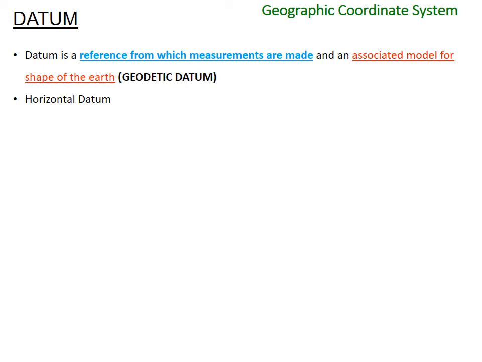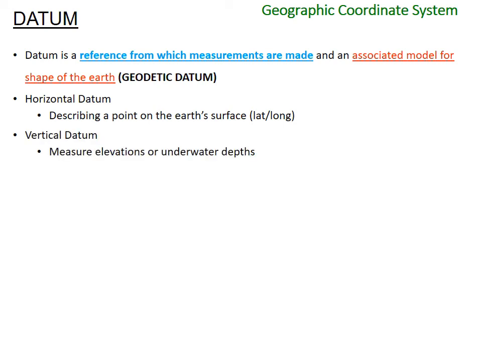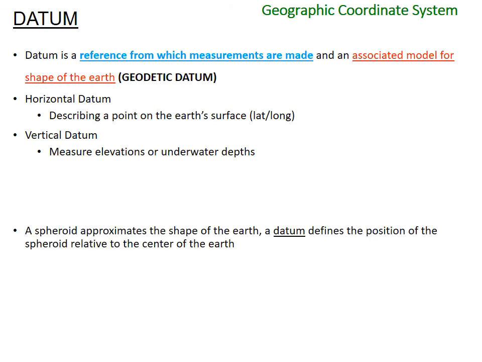So it has two dimensions. One is the horizontal datum, which is describing a point on the Earth's surface using the latitude and longitude. Vertical datums are used to measure elevations or underwater depths. So a spheroid approximates the shape of the Earth, whereas a datum defines the position of the spheroid relative to the center of the Earth.